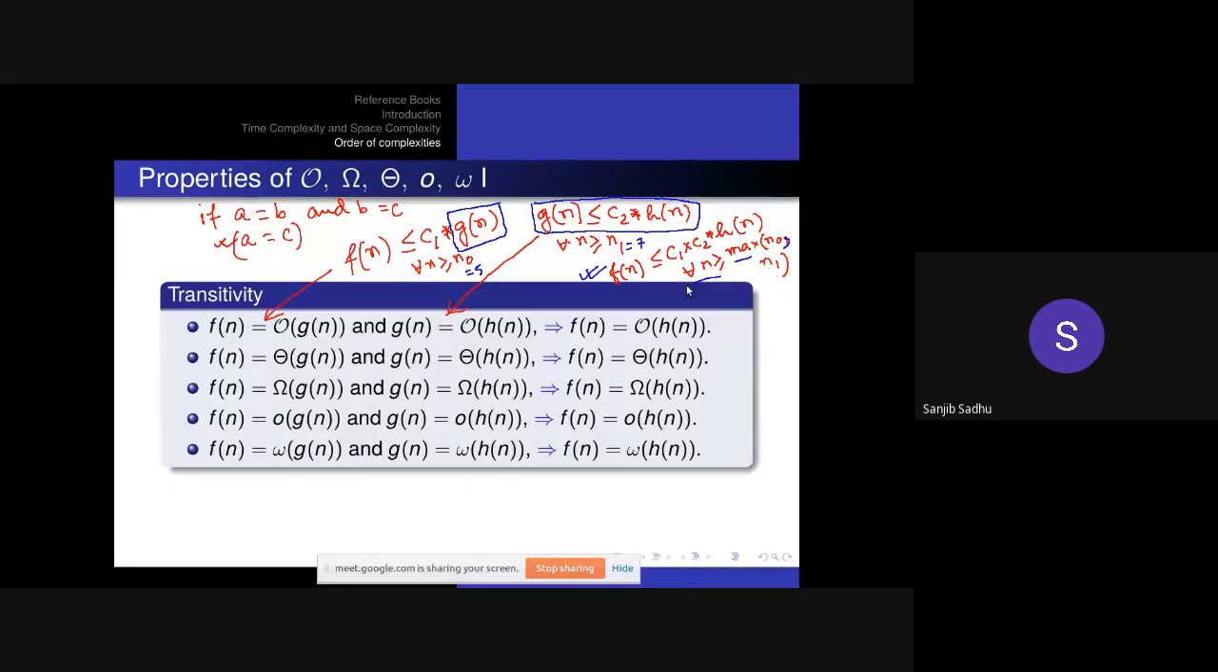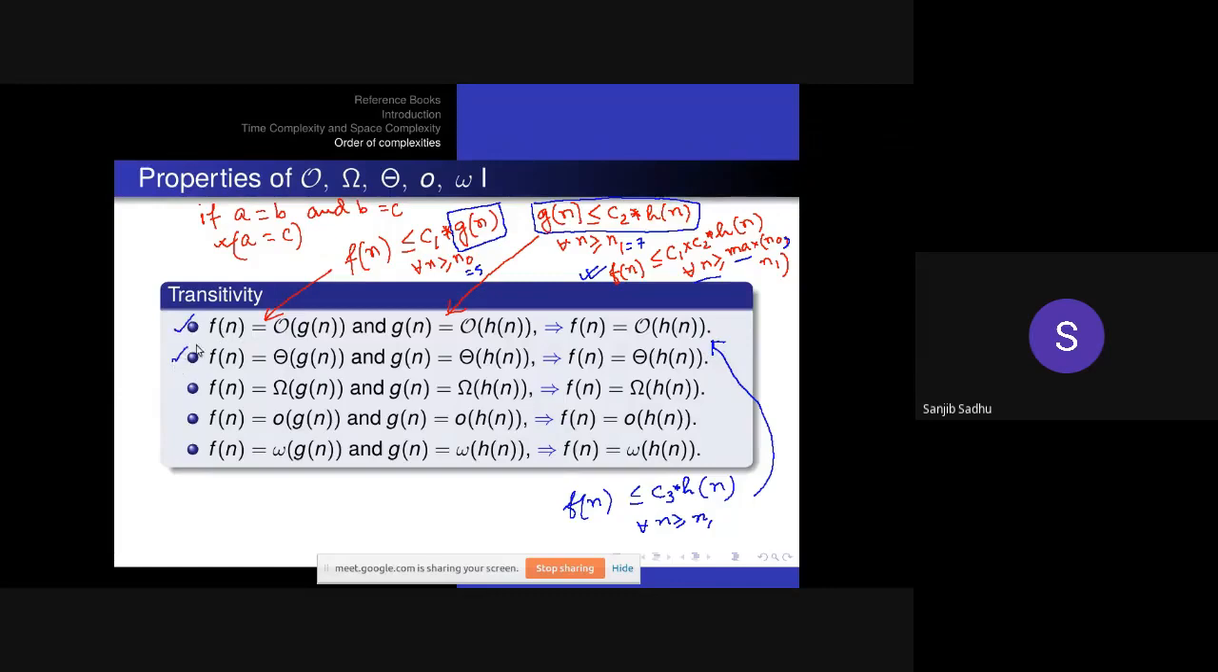So this implies Fn is less than or equal to some constant C3 into Hn, for all values of n greater than or equal to, say, the larger of n1 and n naught. So from this equation, I can say that Fn is big O of Hn. So this is called the rule of transitivity. Okay. So this is true.